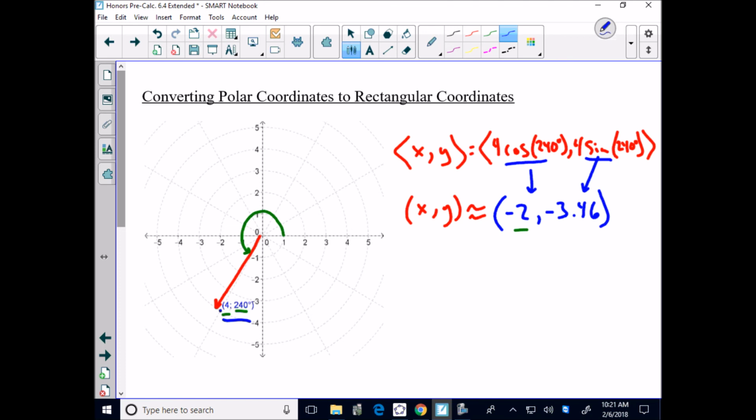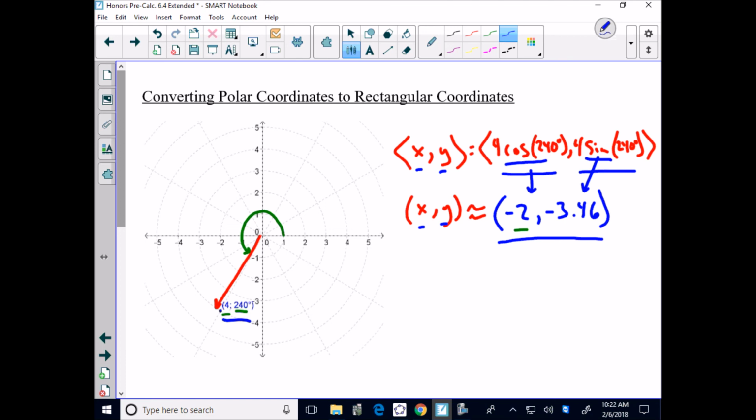And of course, since we're extending from the origin, we know that the horizontal and vertical components of our vector will be the x and y value for the point at the head of our vector. And so what we can say is that we have -2, -3.46 as the x and y value of our vector when we evaluate 4 cosine of 240 and 4 sine of 240.